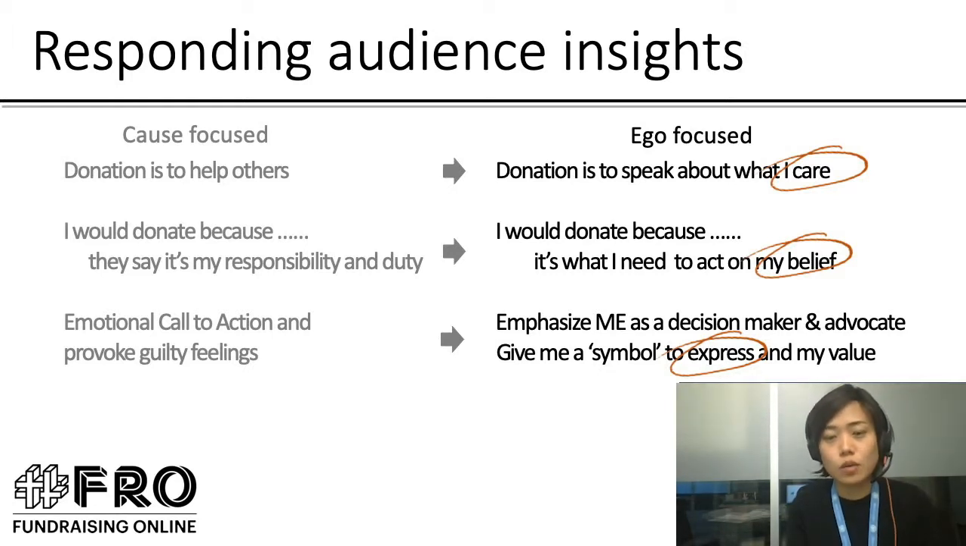But before that, what they identified as cause-focused content is that donation is to help others. I would donate because it's my responsibility and duty, and hence the organization, UNICEF, tends to use emotional calls to action to provide guilty feelings. However, ego-focused is more about the donation speaking to what I care about, and I donate because it's what I need to act on my belief and emphasize me as a decision maker and advocate. And so UNICEF needs to give them a symbol to express their own value. Let me show you quick examples.